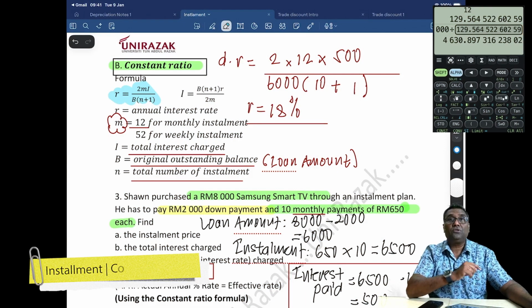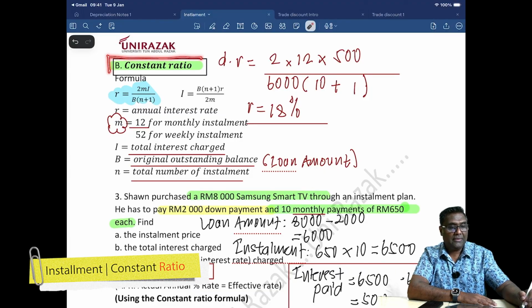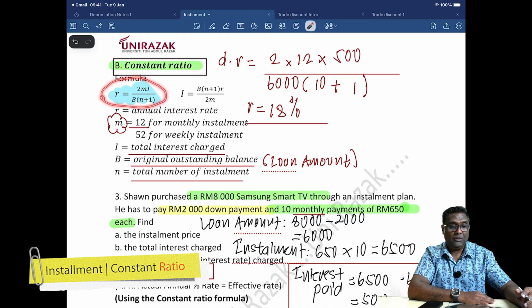Okay, students, let's look at installment, but we're going to look at something called the constant ratio method. How does this apply? Let me give you an example. The formula is there, but before I come to the formula, let me look at the question.